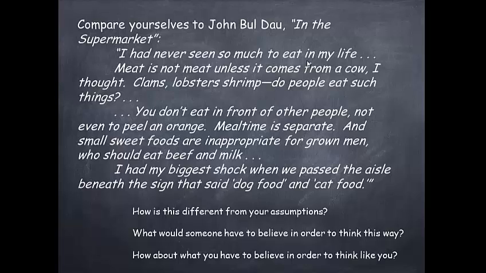You might even compare yourself to John Boldow in a passage that we read about his walking around a supermarket with friends. He says in that passage, if you've read it, "I've never seen so much to eat in my life." Now remember, John Boldow is one of the lost boys of Sudan. He says that meat is not meat unless it comes from a cow. "I thought clams, lobsters, shrimp. Do people eat such things?" You don't eat in front of other people, not even to peel an orange. Mealtime is separate, and small sweet foods are inappropriate for grown men who should eat beef and milk.